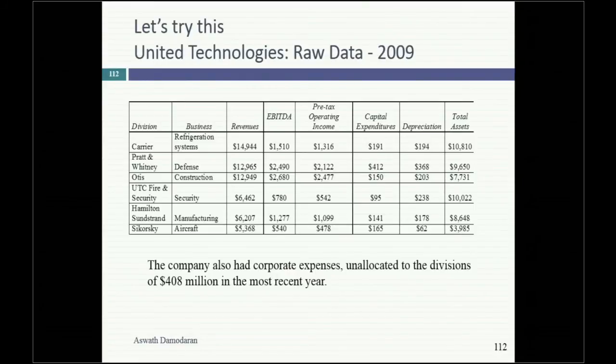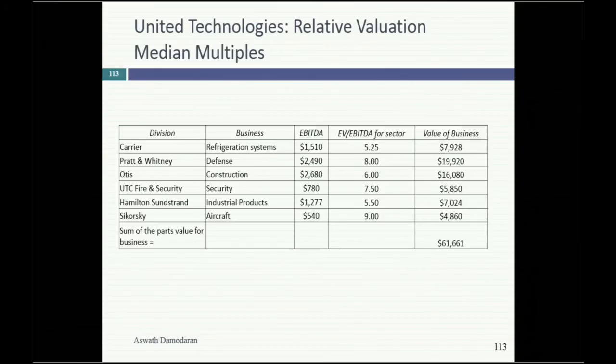Take some number like EBITDA, look up the EV to EBITDA of companies in each sector, and that's what I did. This is my first level pricing, very fundamental pricing. So those are the EV to EBITDAs for other companies in each of these businesses. I multiply the EBITDA by the EV to EBITDA. I come up with an enterprise value by business. I add them all up and say I'm done.